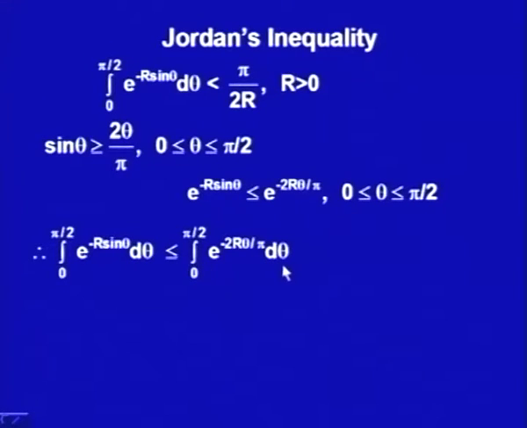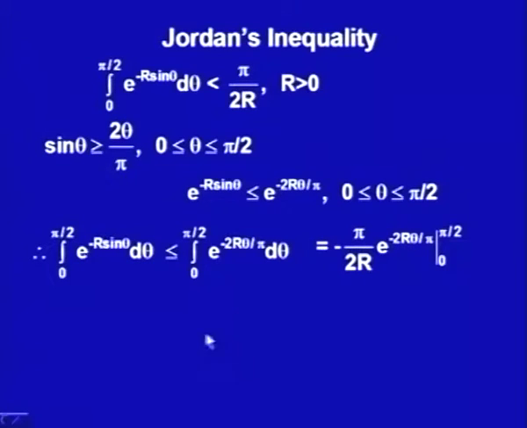Now, integrate this function. This is a more simple function, this is just an exponential function. Its integration would be minus pi upon 2 r e to the power minus 2 r theta upon pi. Evaluate it from 0 to pi by 2. Evaluation at 0 comes with a minus sign, so first let us have the evaluation at 0. At 0, theta is equal to 0, this would give me 1. At theta is equal to pi by 2, this would give me e to the power minus r.